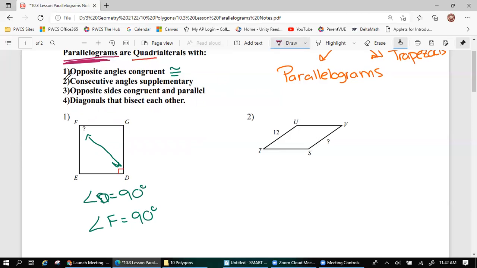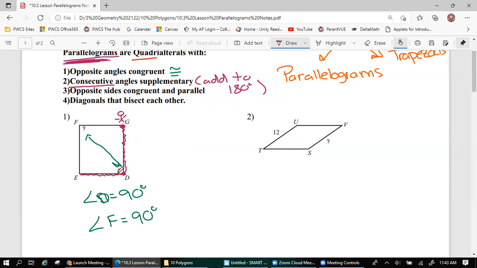The other thing that's true is that consecutive angles are supplementary. That means they add to 180. Consecutive angles are angles that, let's pretend I'm walking around my parallelogram. I'm starting at angle G, and I'm going to walk around on the actual lines of the parallelogram. The next angle I get to is consecutive to G. If I start at D, the next angle I get to is consecutive to D.